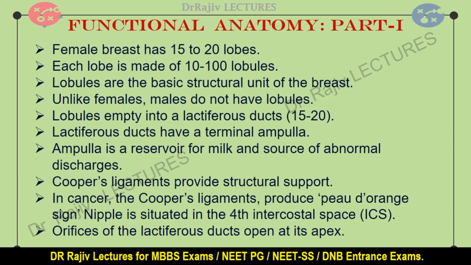The female breast is composed of 15 to 20 lobes, each of which is composed of several lobules. Lobules are the basic structural and functional unit of the mammary gland. Unlike females, males do not have lobules because there is no need for milk production by males. The number and size of the lobules is variable. There may be from 10 to more than 100 lobules, and maximum numbers are found in young women.